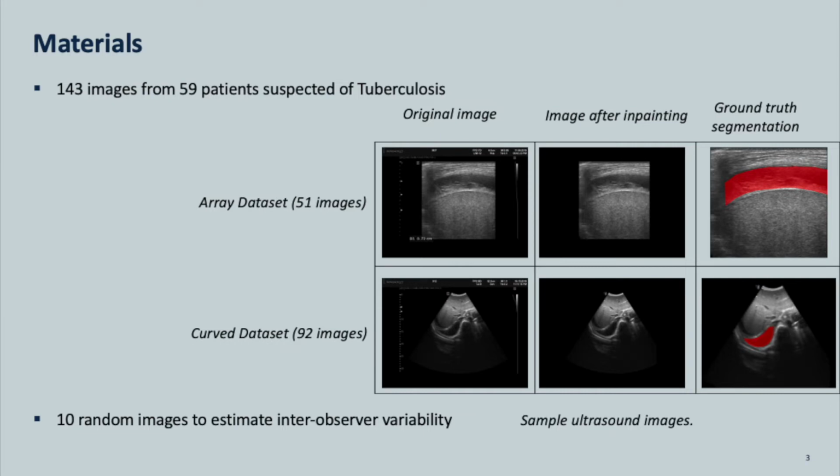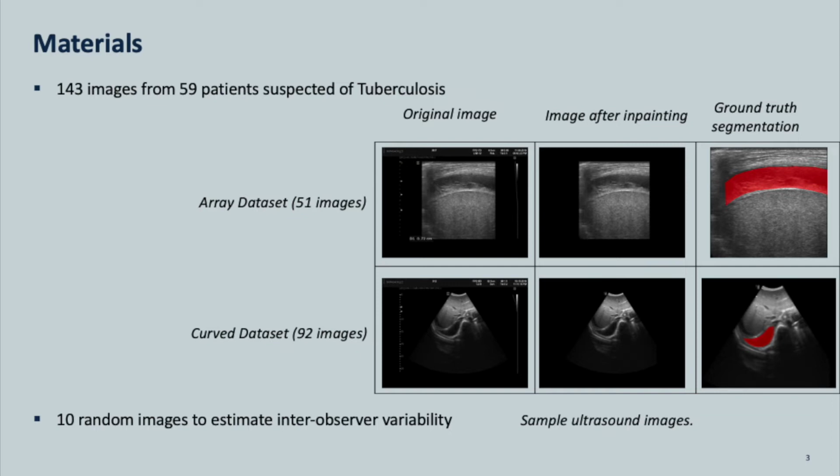The data were split according to the use of these two probes into two different datasets, one using 51 images and the other one using 92 images. We also annotated these images at the time of acquisition to measure the extent of the effusion, and this acts as a ground truth segmentation for the training of the model.